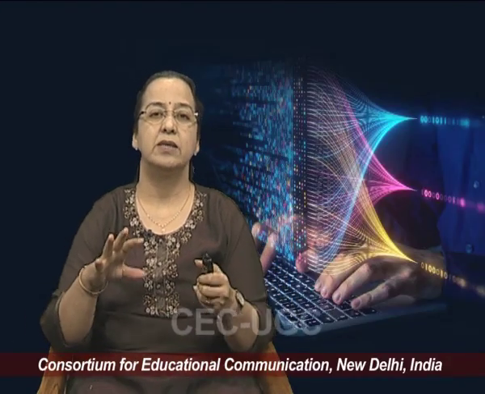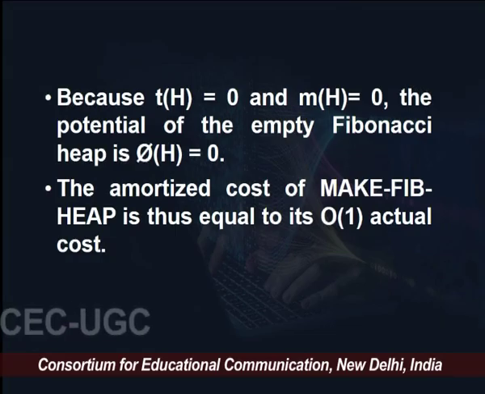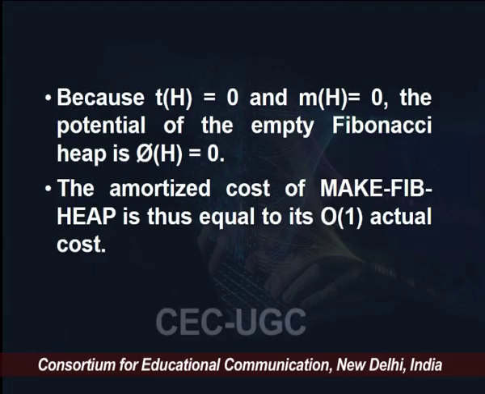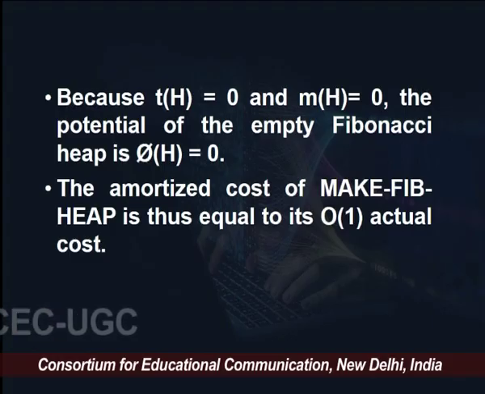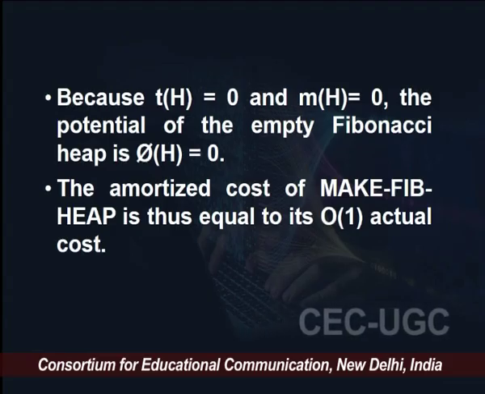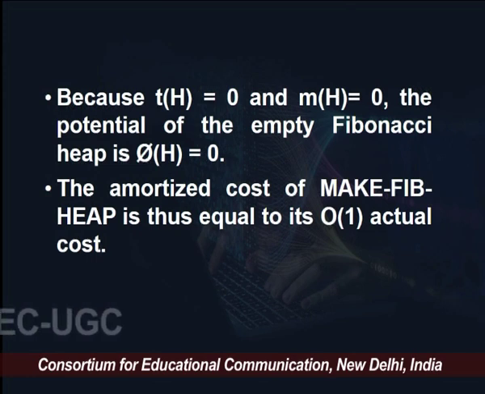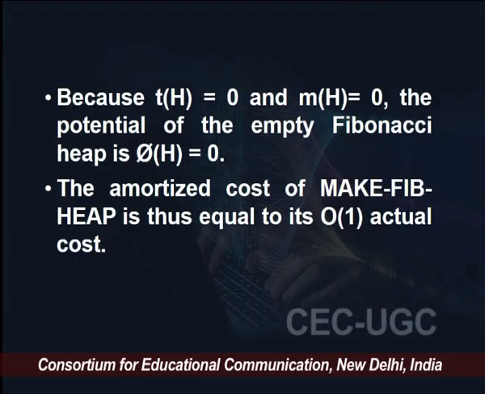Here, if we look from the point of view of the potential function, t of h is equal to 0 and also m of h is equal to 0, because there are no trees and there are no marked nodes as such. So, the potential of the empty Fibonacci heap, denoted by phi of h, is equal to 0, and the amortized cost of make Fibonacci heap is thus equal to its actual cost, which is nothing but order 1.